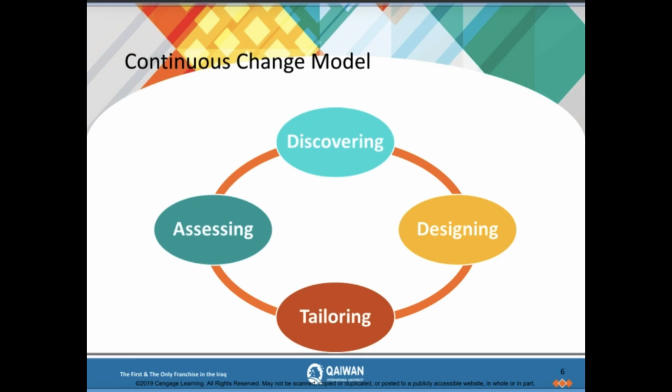So the key idea here is that this process never stops. Once one cycle finishes, the organization continues discovering and improving again. It starts through observing and evaluating and creating and adjusting and then repeating. So this is the continuous change model.